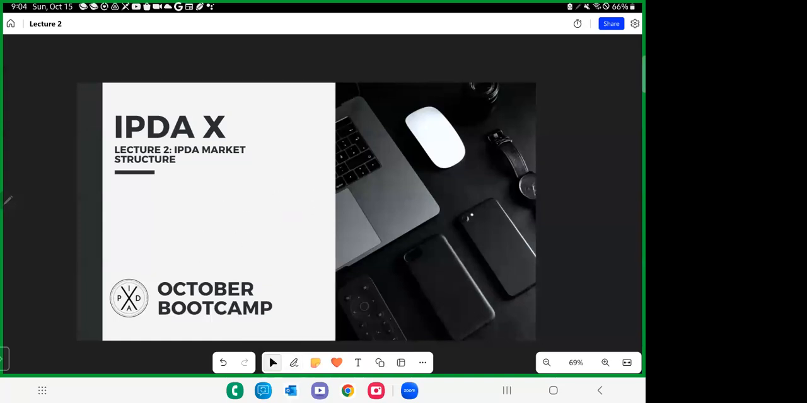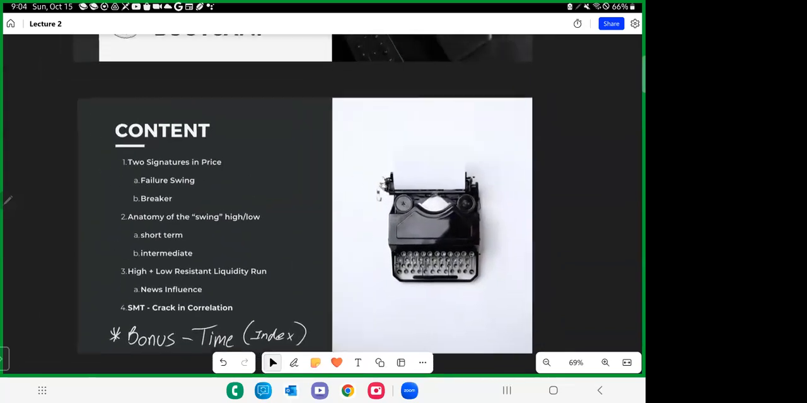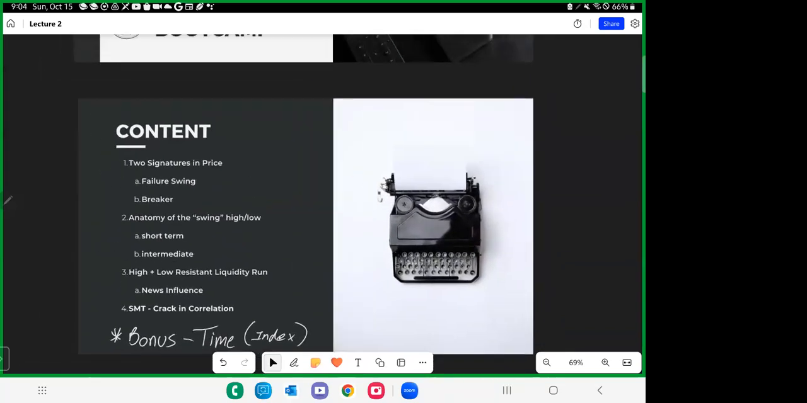So the contents of today's lecture: we'll talk about the two signatures in price, failure swing and breaker. And I will say this, don't take this lecture as, I already know what a breaker is or a failure swing is, so I'm not going to really pay attention to this lecture. Obviously, some of us are already well versed in that area of price. Some may not be. However, the main point is this is for more refined understanding. It's not just to give you the term.